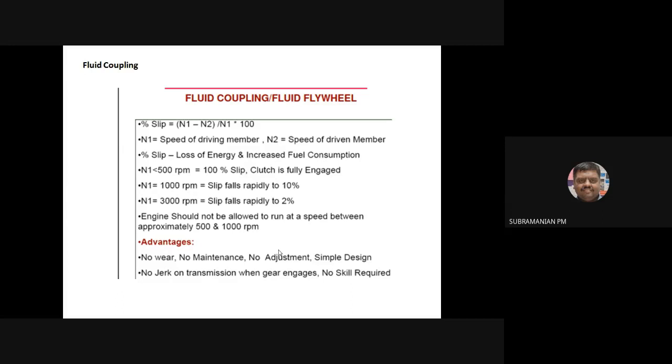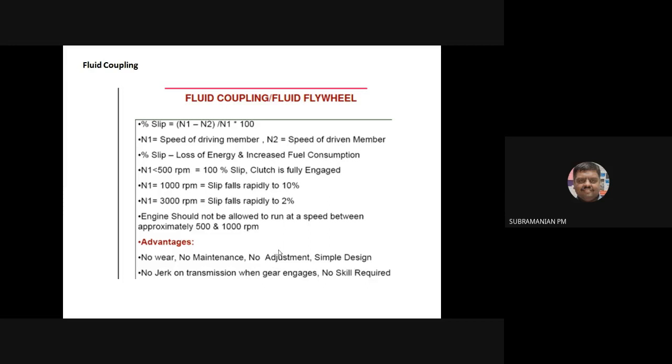That is a clutch pedal. What will happen? You will be feeling the jerk, because the mechanical component will be transmitting the force. So by using the fluid, we will not be having any jerk. Since it is a power transmission by hydraulic fluid, it will be absorbing the jerk as well as shock.